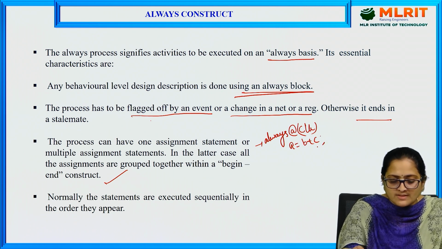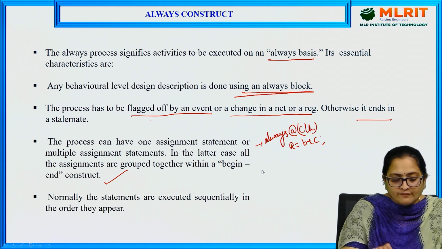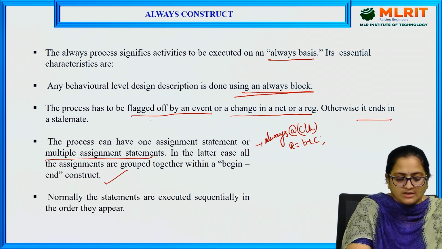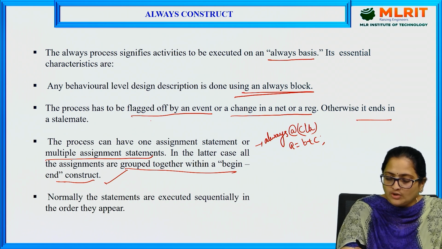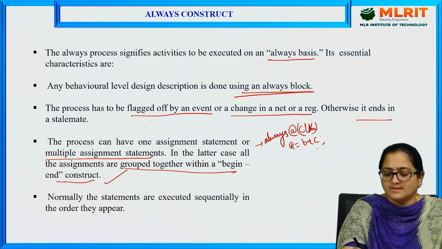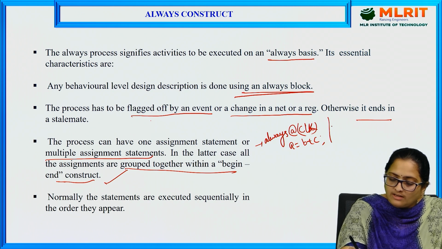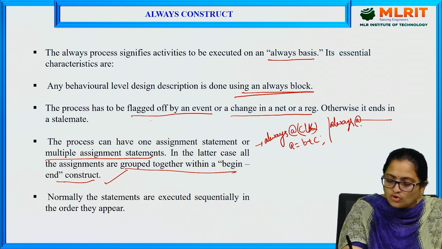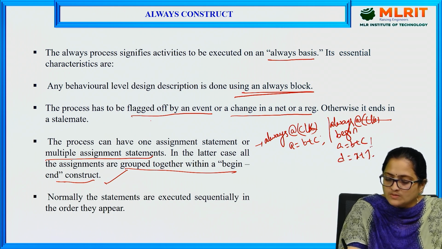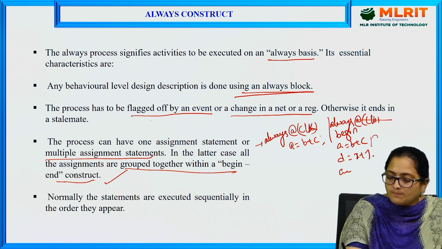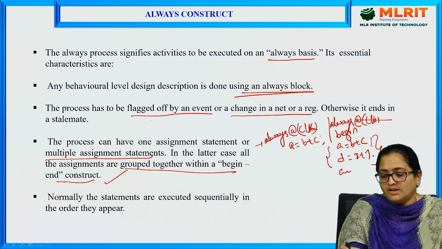Here I have a single assignment statement, so I am not using a begin and end statement. If I have a multiple assignment statement, this has to be grouped together in a begin and end construct. Always at the rate of clock, A is equals to B plus C. The same thing I will write like always at the rate of clock, begin, A is equals to B plus C, and D is equals to X plus Y, end. So, the multiple assignments should be given in a begin and end block.